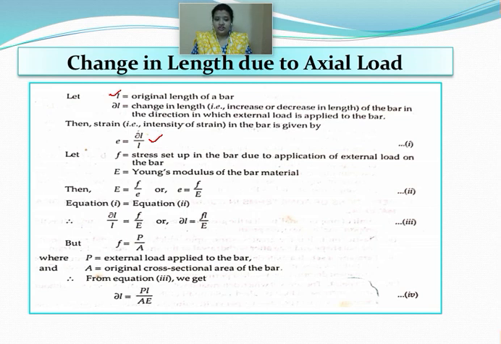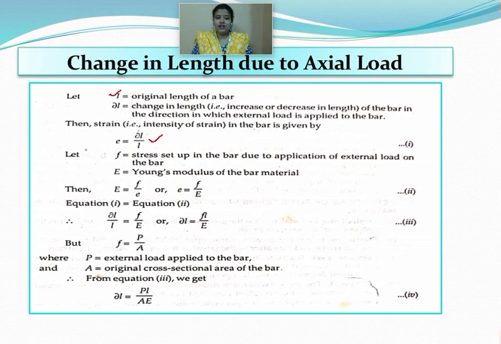And next we are talking about E, that is Young's modulus. Stress can be represented by F or by sigma, and E is the Young's modulus of the material, of the bar material, or it is also known as modulus of elasticity. So E is basically representing Young's modulus or modulus of elasticity.